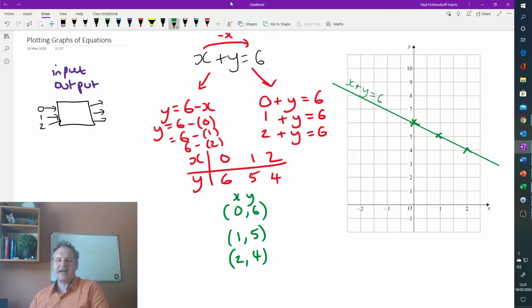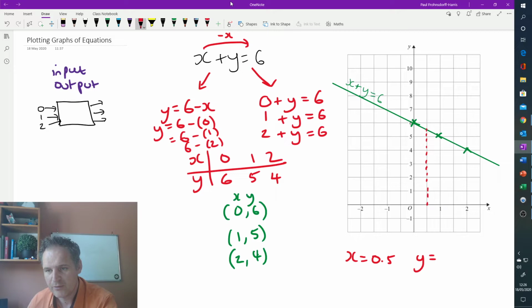Now, the reason you can carry on is because straight lines don't have to be whole numbers. It's absolutely fine to say, well, what about 0.5? If x equals 0.5 here, what does y equal? Well, all you do is, once you've got the line, you go up at 0.5, read across, and go, oh, it's 5.5. That's all you need to do. You just look at it and go, well, I can read off from the graph.